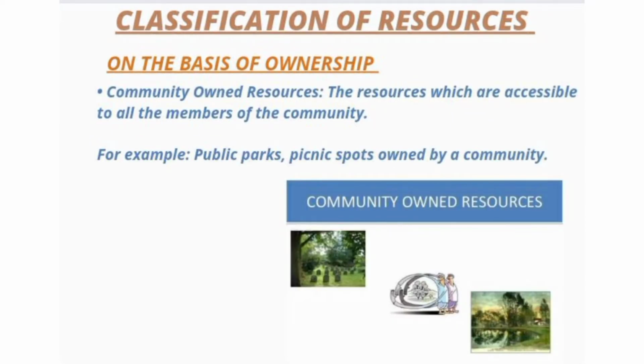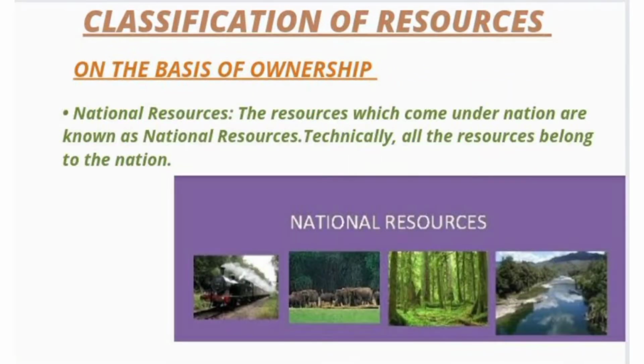Community owned resources. The resources which are accessible to all the members of community. For example, public parks, picnic spots owned by a community. National resources. The resources which come under nation are known as national resources. Technically, all the resources belong to the nation.